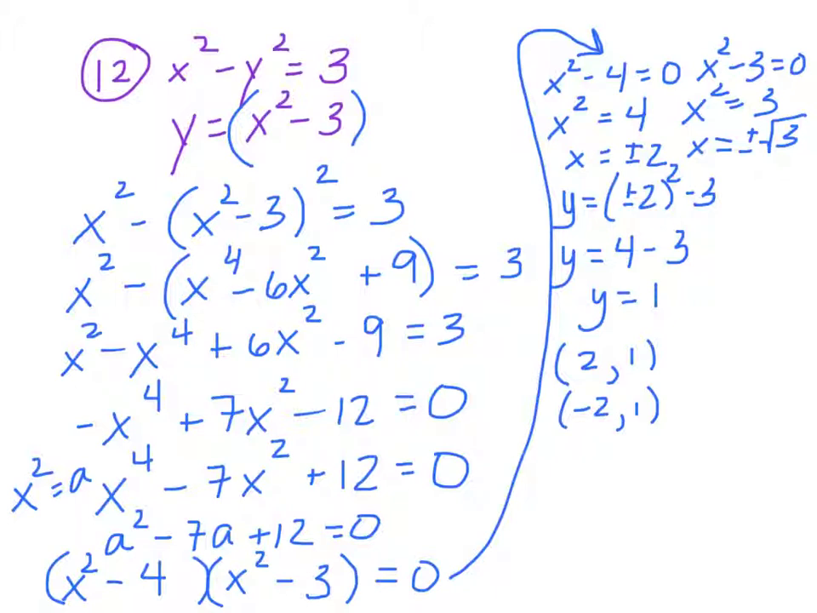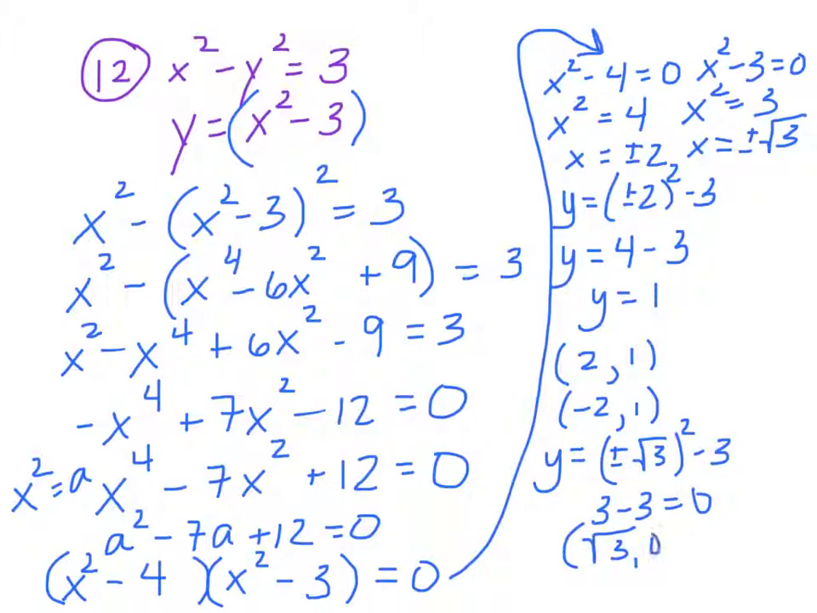And then for the other one, I'm kind of out of space there. I don't want to bunch it up. It's going to be plus or minus the square root of 3, the quantity squared, minus 3. So that's 3 minus 3, that's 0. But again, that's 2 ordered pairs. That's square root of 3, 0, and negative square root of 3, 0.